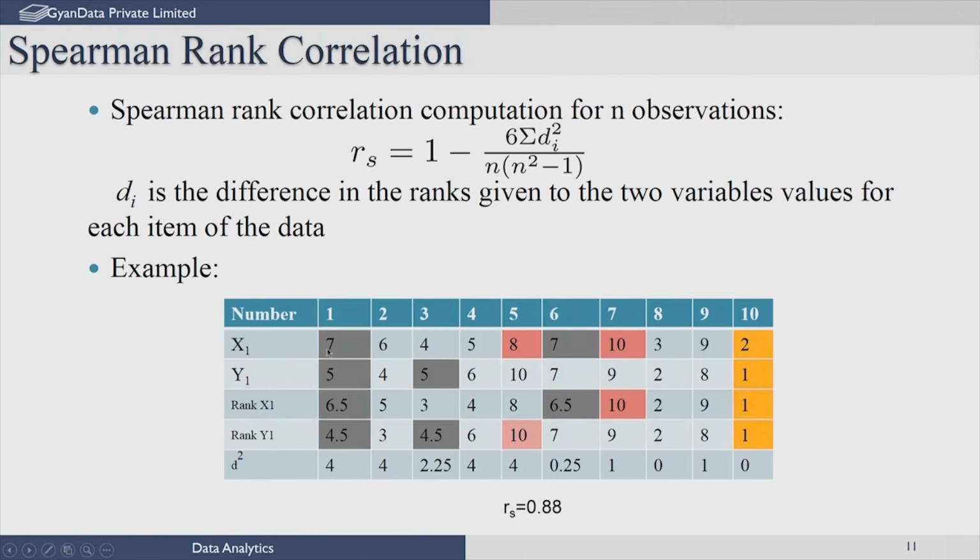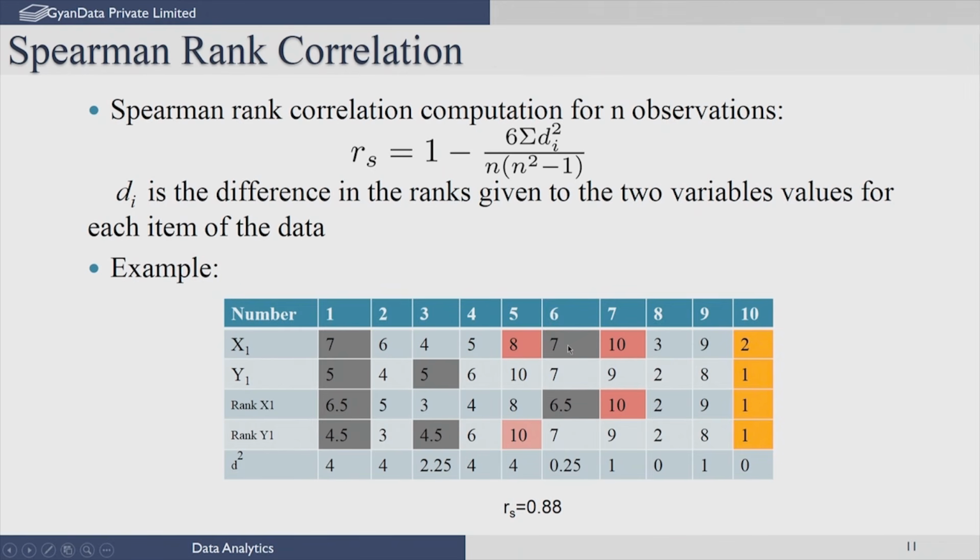So, what we have done is looked at all the individual values of x and assigned a rank to it. For example, the lowest x value in this case is 2 and it is given a rank 1. The next highest x value is 3 and that is given a rank 2, and so on and so forth. So, we have ranked all of these points.